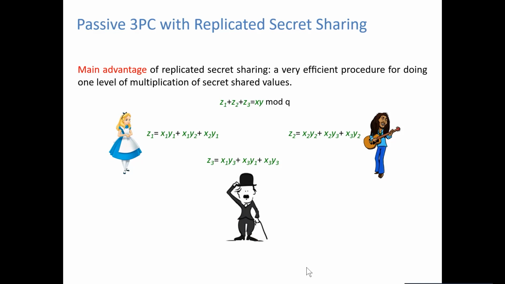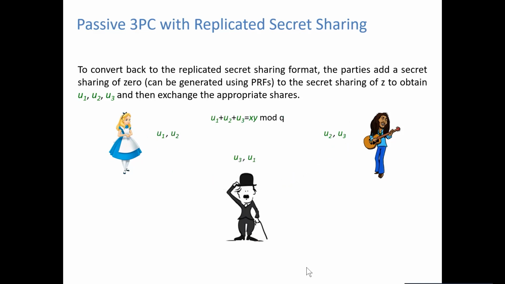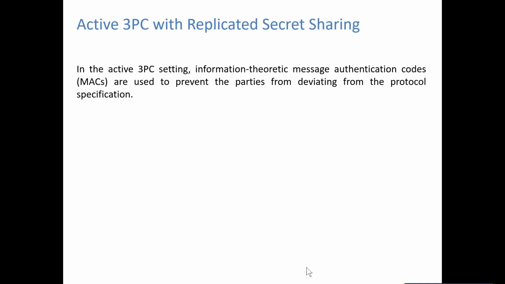So that's the main thing. You first add the share of 0 to do the randomization, and then you exchange the message here. U will be the result of Z plus some shares of 0. I should have written down more details here. Sorry. So U will be Z plus some sharing of 0, and then you just exchange these shares to go back to the replicated one. And then you can continue with the new level of multiplication gates, right?